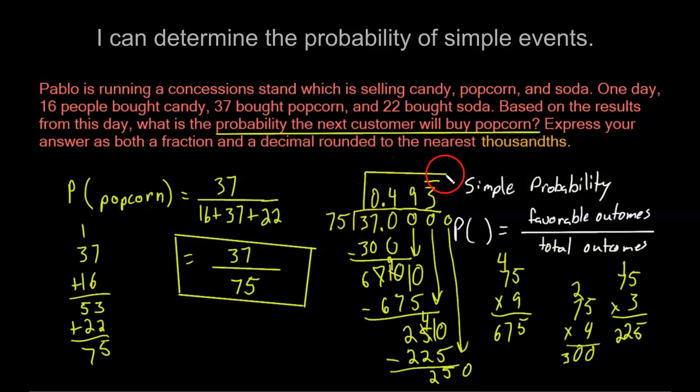So the probability that the next customer would order popcorn would be 37 over 75, or written as a decimal would be 0.493. So that's it for this video. If you're watching this and getting a little bit of practice, you can say, I can determine the probability of simple events.